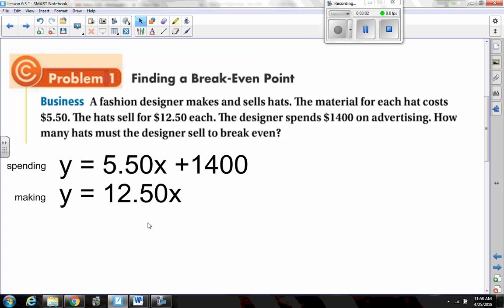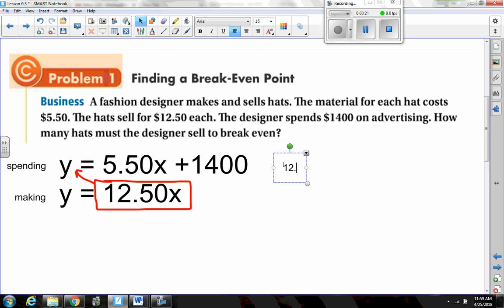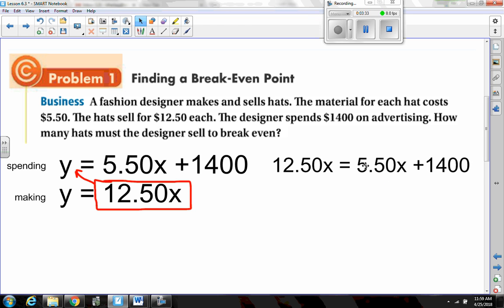It's one that I would solve with substitution because I already know what the y is equal to. So hopefully we remember substitution and we can see that y in this case is equal to 12.5x, and I can put that into that equation over there, and the new equation I get is 12.50x equals 5.50x plus 1,400.